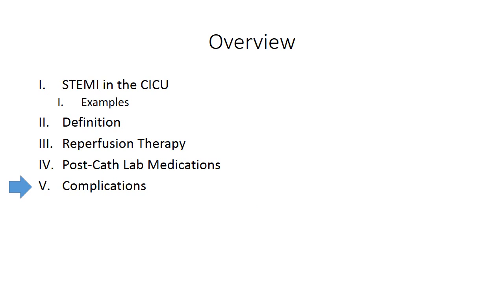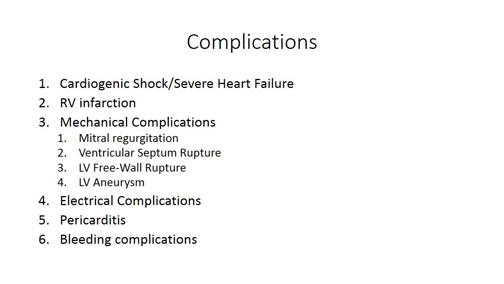The last section of the talk is on the complications. Many of these that are listed are extremely grave, but early identification can save lives. The incidence goes up as the time from symptoms is prolonged, meaning if there is a delayed presentation, these are more frequent. I've listed 6 classes, but there are others that are frequent as well.